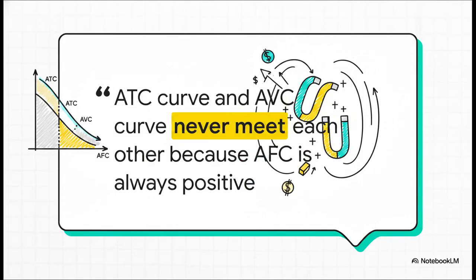Let me explain. Our textbook lays down this unbendable rule right here. ATC and AVC curves never meet each other because AFC is always positive and cannot fall to zero. Think about it. As long as a firm has literally one single dollar of fixed cost, dividing that positive number by any amount of output is always going to give you a fraction greater than zero. The AFC curve just kind of inches closer and closer to the x-axis, but never actually touches it. Because of that, this ever-present positive AFC acts like an invisible force field, keeping the ATC and AVC curves permanently mathematically apart. They can get incredibly close, but no way, they never touch.